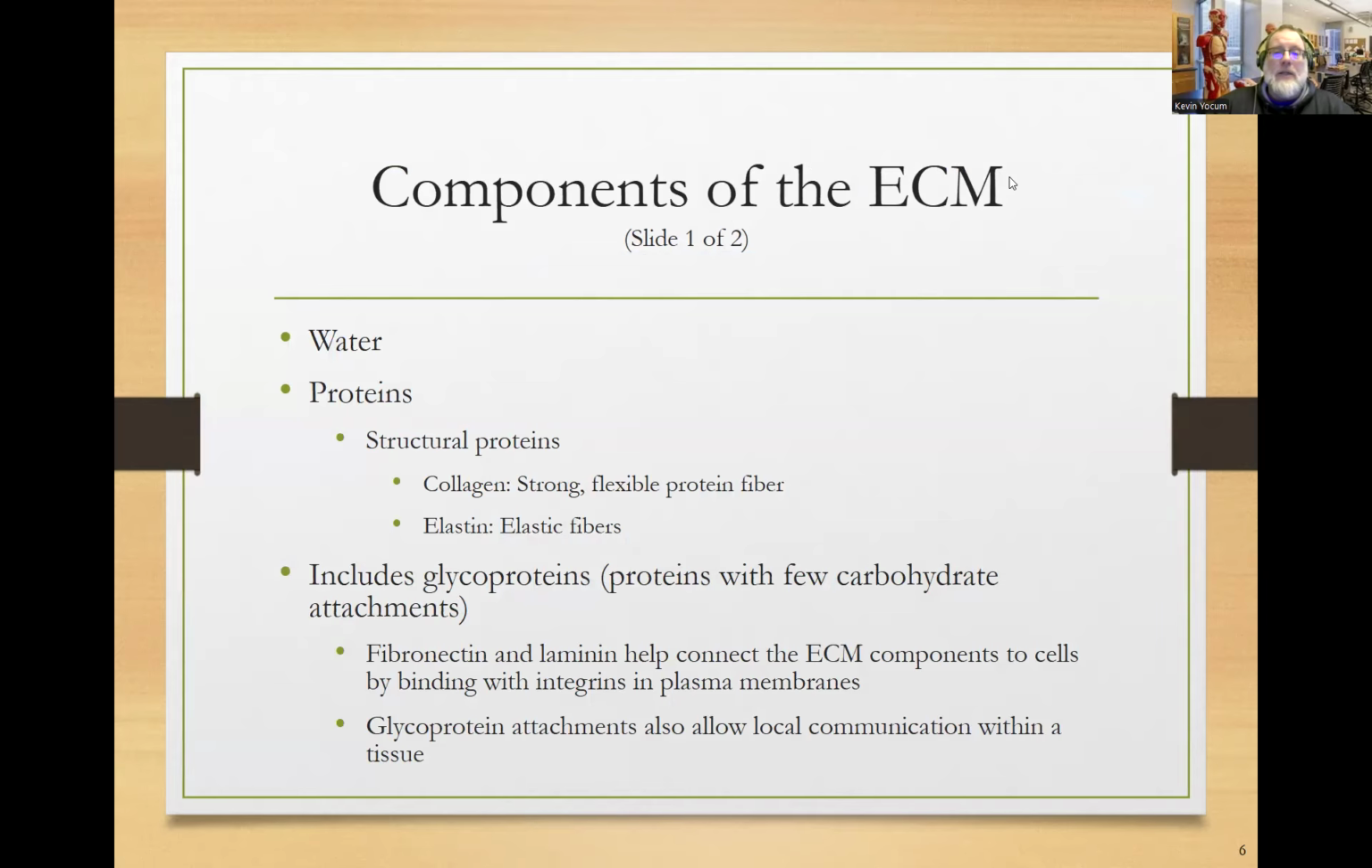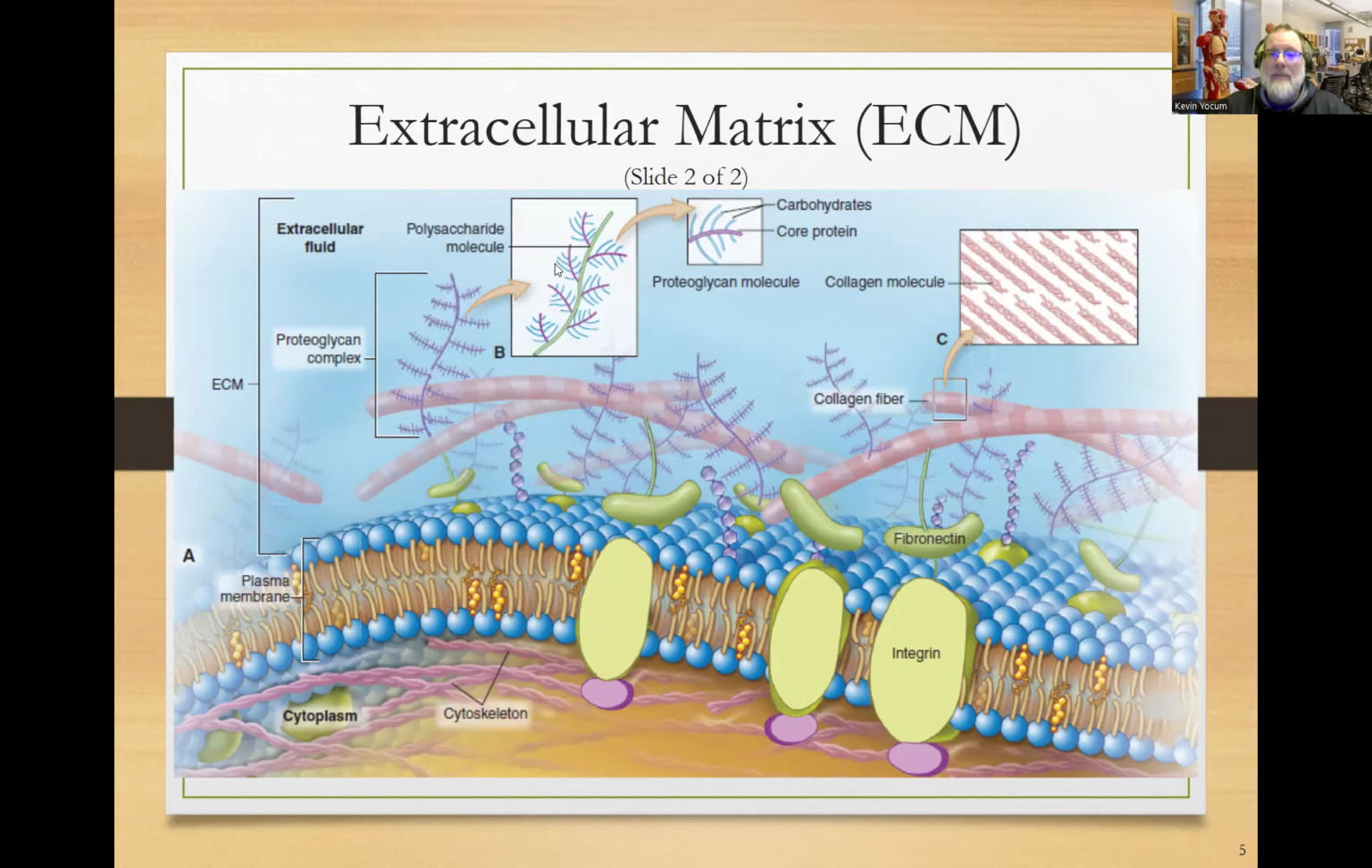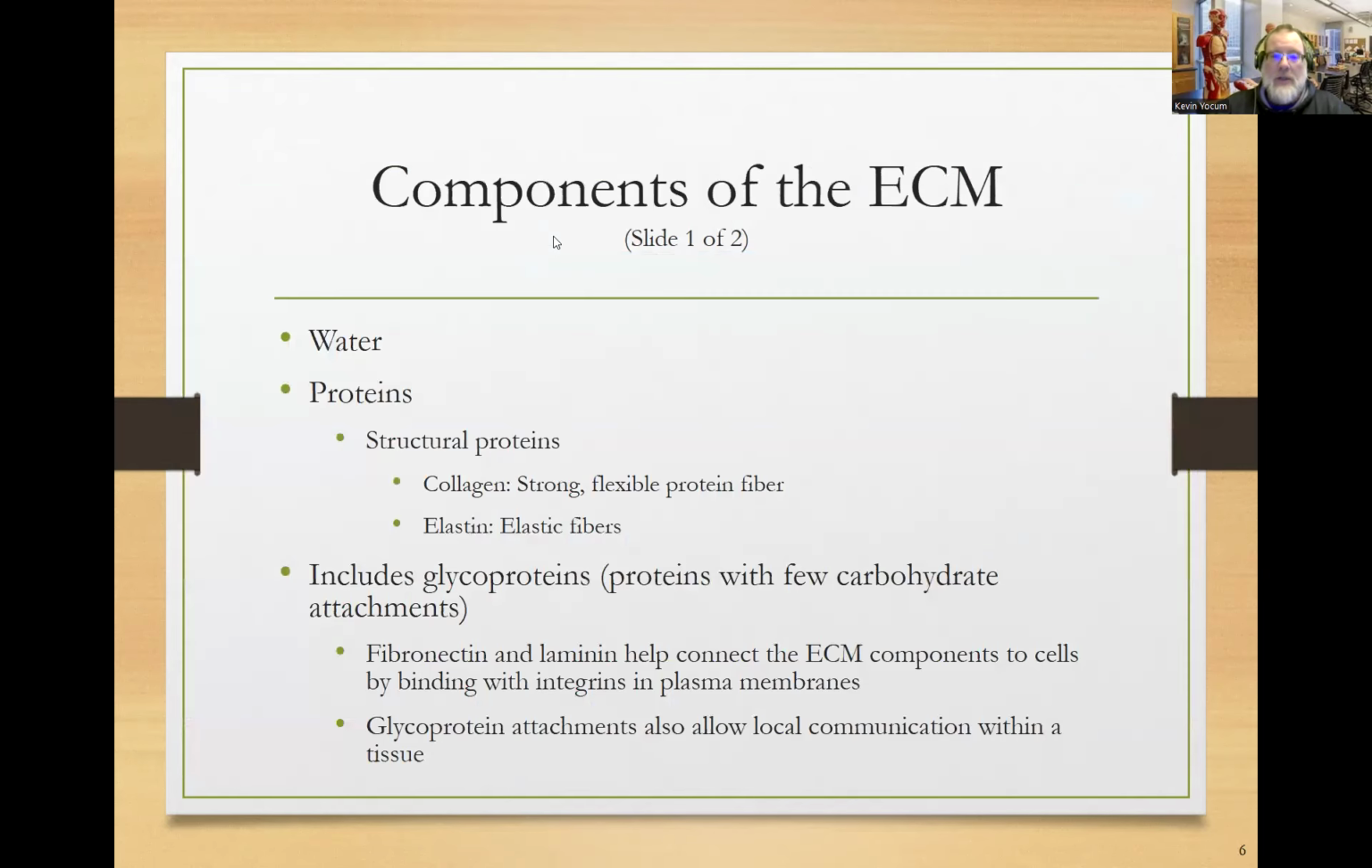Okay, so that extracellular matrix again, components of ECM. Water, I would say, is the primary component. And then, of course, we're going to have proteins. We saw those structural proteins. And the two most common structural proteins in the body are collagen and elastin. Collagen provides strength and durability. Elastin provides flexibility, of course.